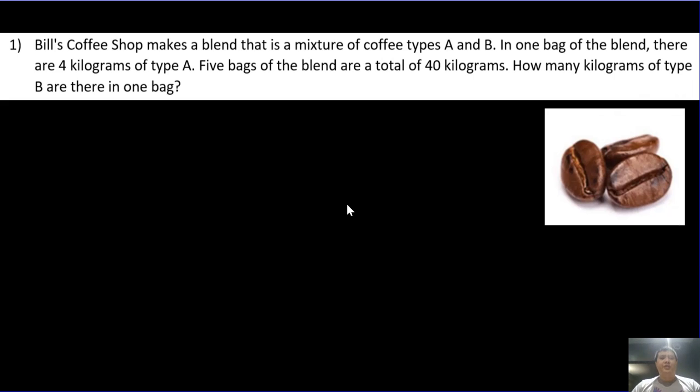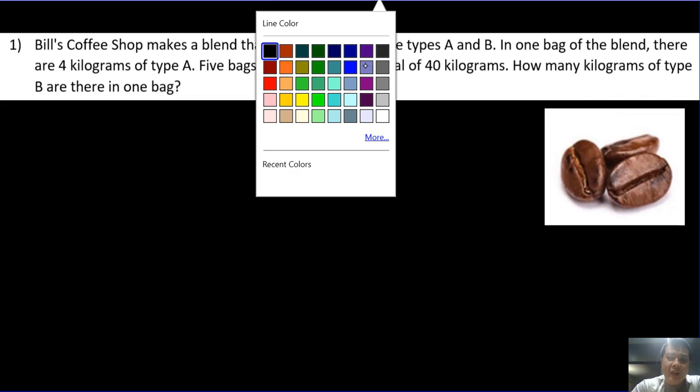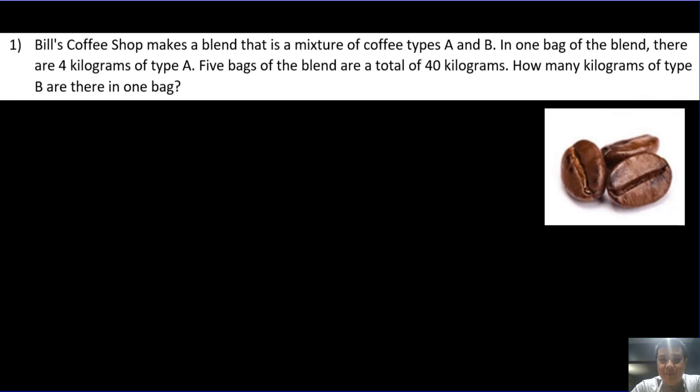So this first question says that Bill's coffee shop makes a blend that is a mixture of two coffee types, A and B. In one bag of the blend, there are 4 kilograms of type A. 5 bags of the blend are a total of 40 kilograms. How many kilograms of type B are in one bag? So we already know how many kilograms of type A are in one bag. It's 4. And we know that with that 4 kilograms, there are also some other kilograms there. And we also know that 5 bags of this stuff gets us 40 kilograms.